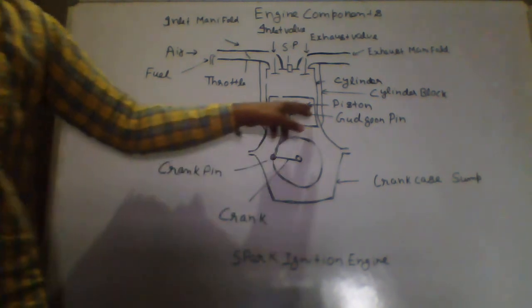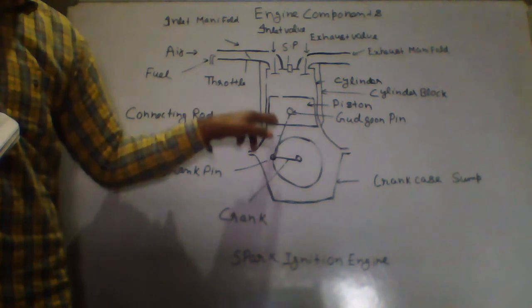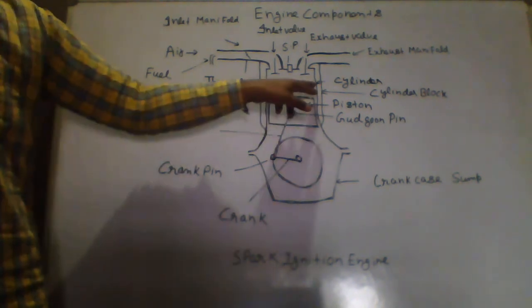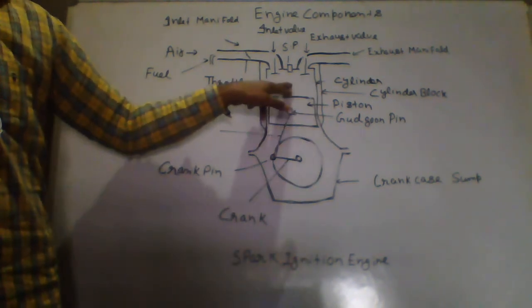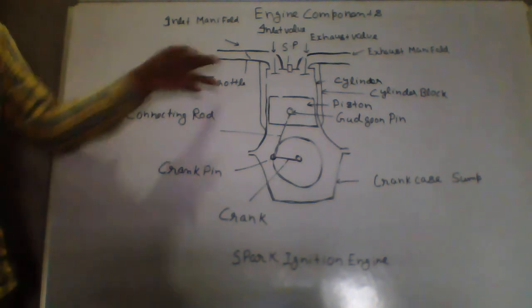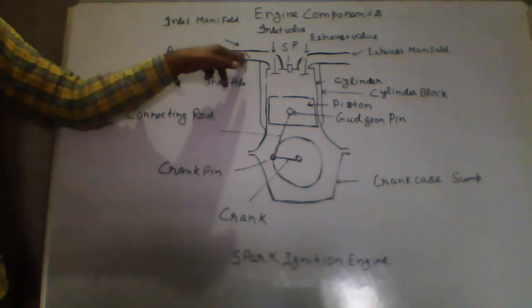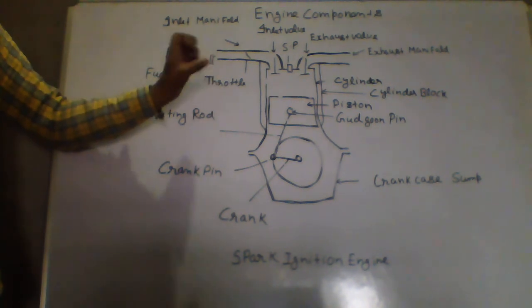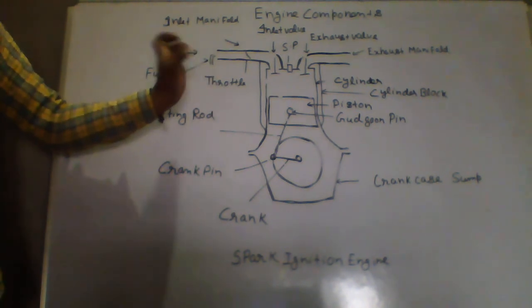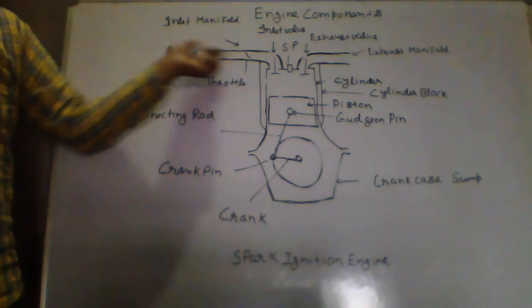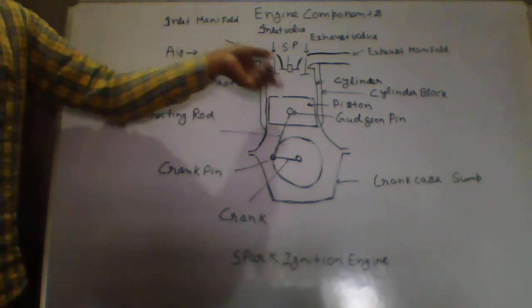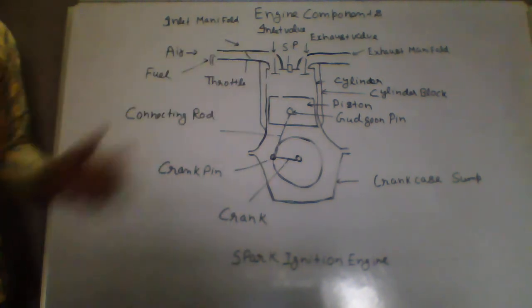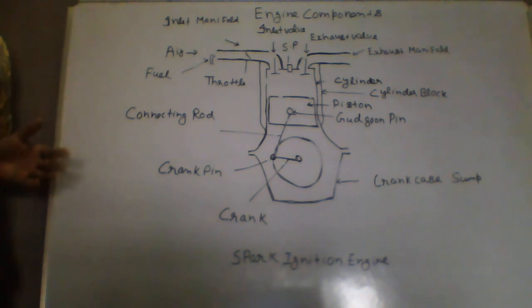Okay, around the piston you have piston rings. Okay, this is your cylinder, this is your combustion chamber. Okay, and this is your throttle. In case of spark engine, we will use throttle. The function of throttle is to control the power output. Air fuel mixture कितना जायेगा, whatever amount of air fuel mixture will enter the cylinder, that is controlled by the throttle. So this is the complete about the engine components.